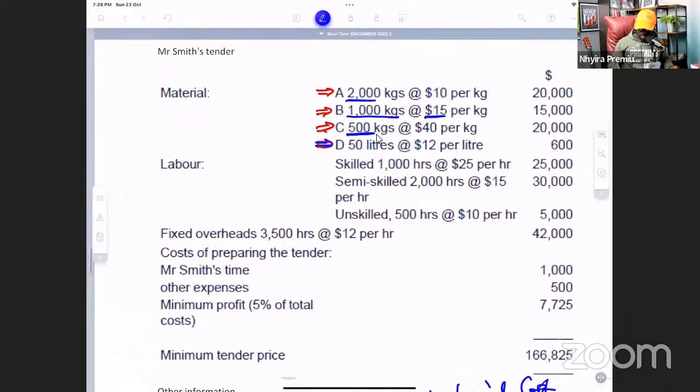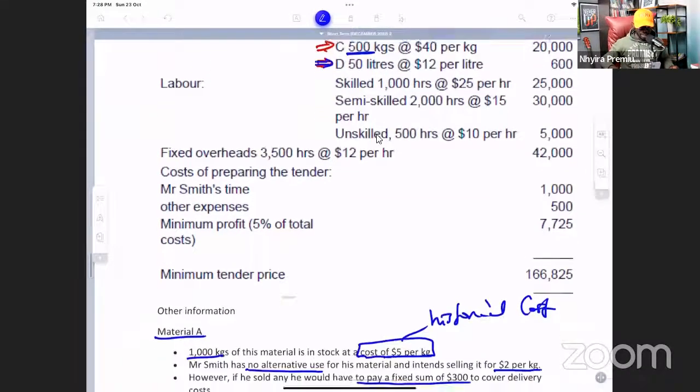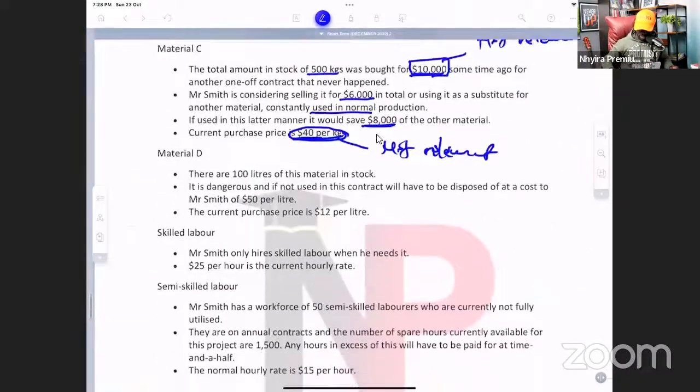Then material D. That's 50 liters. That's what we need for this order. Let's go read and see what's happening on material D. There are 100 liters of this material in stock. So we have more in stock than we need for this order actually. It is dangerous, and if not used in this contract, will have to be disposed of at a cost to Mr. Smith of $50 per liter. Stay with me carefully. The current purchase price is $12 per liter.